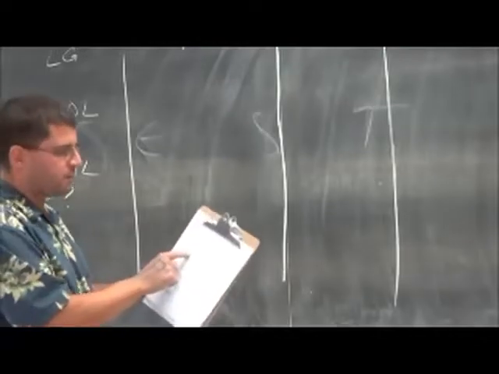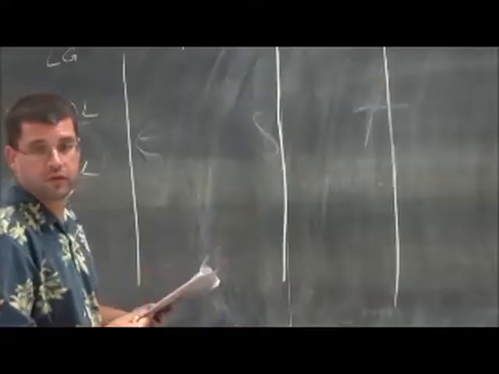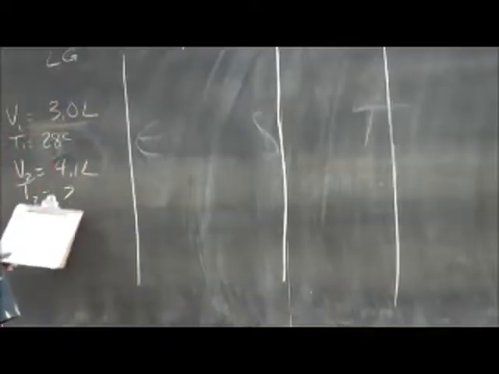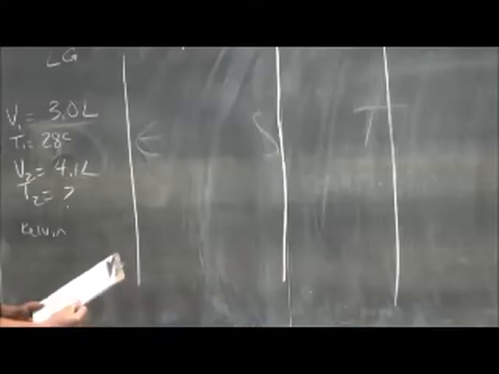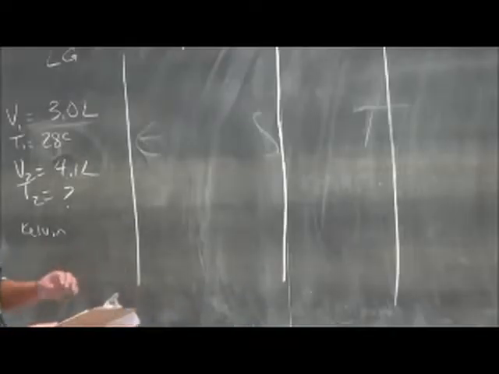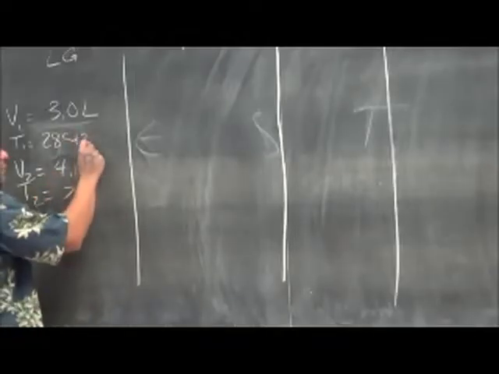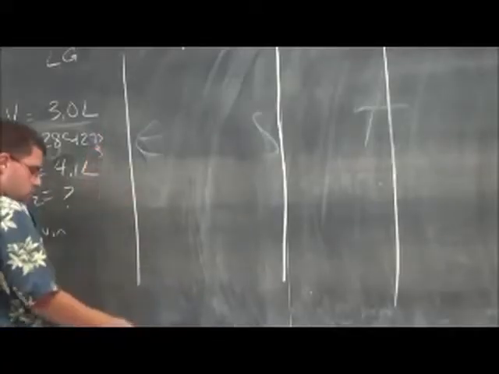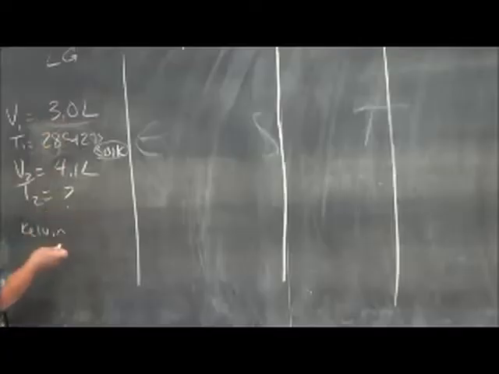Because look at the problem. Calculate the increase in temperature when 3 liters at 28 Celsius is expanded to 4.1 liters. So we're going to find the final temperature. Now check it out though. We want Kelvin. If you look at the top of your sheet, we have to convert to Kelvin. We talked about Kelvin in class. To get the Kelvin, you take your Celsius value and add 273 to it. Just like that. And your value would be 301 Kelvin. So we got 301 Kelvin right here. So now we're ready to go.